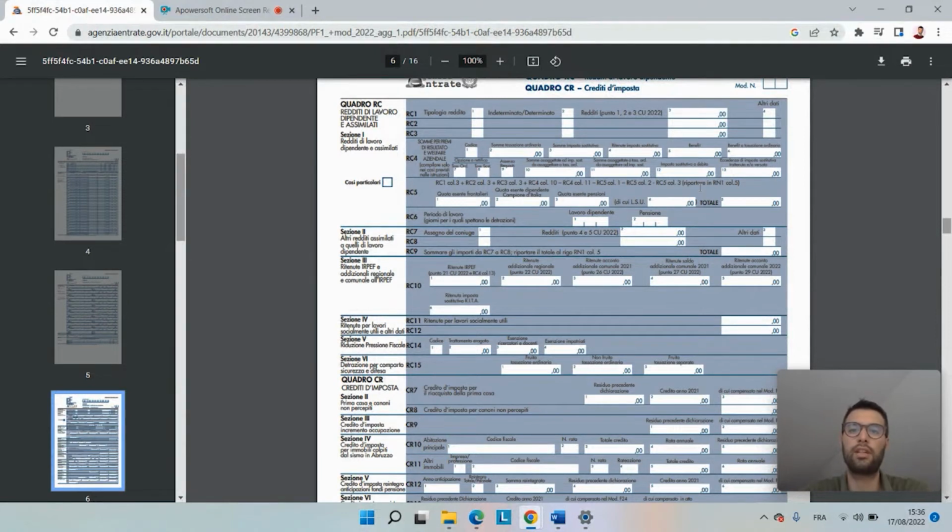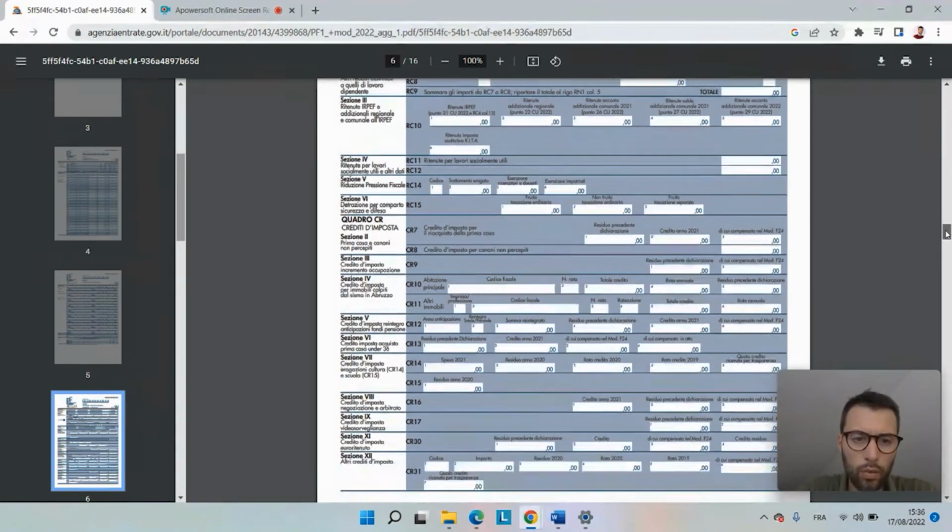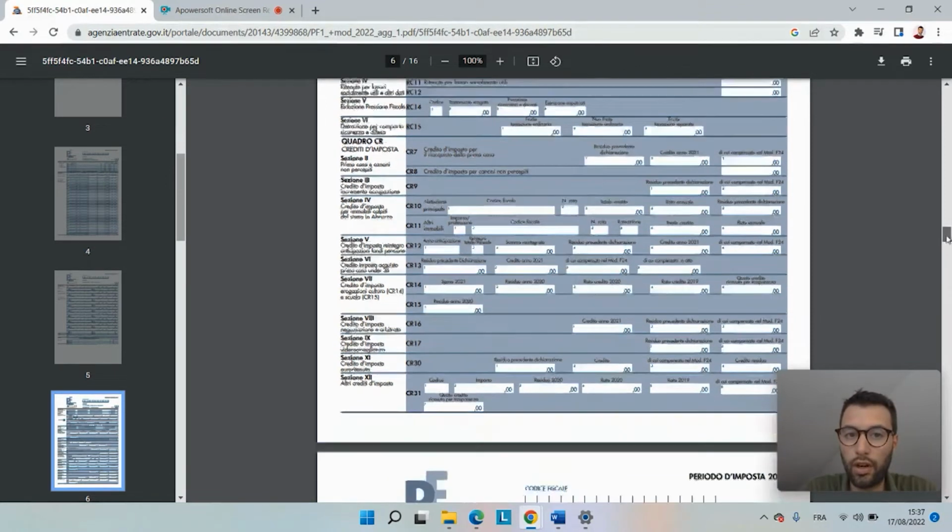Quadro RC, here we put the revenues as employees. In Italy, we have this distinction, determinato, indeterminato. Basically, it is whether you have a contract with no limit, or an employment contract with some limit, for instance a one-year contract. Here, Quadro CR, and from now on you understand Quadro means box. If you have some credit for different things, for instance for the first house that you buy in Italy, because what happens is that the year you do this declaration, which as you see is a little bit complex, you have to declare step by step also the other credits that you have.